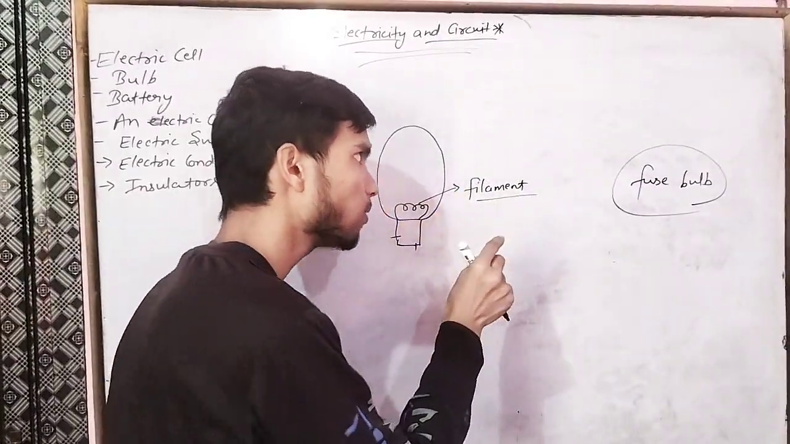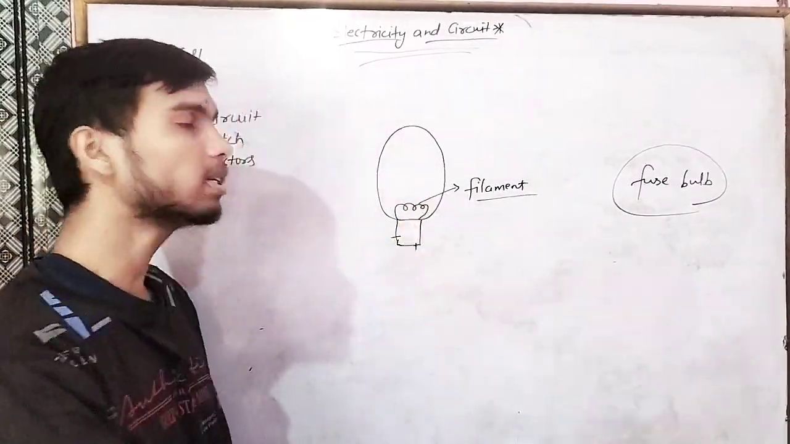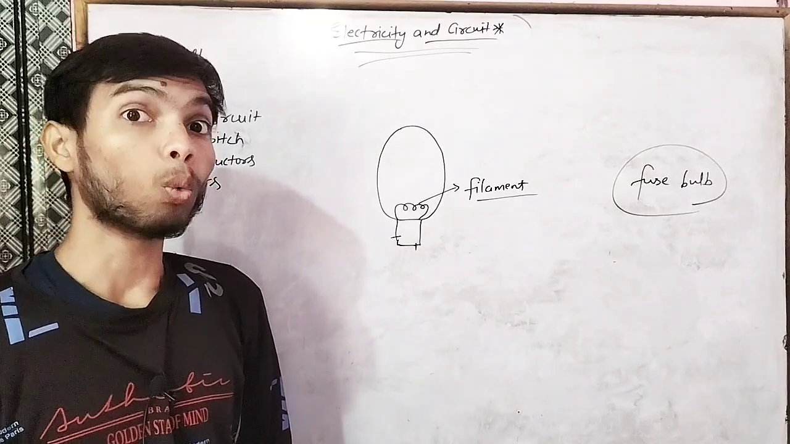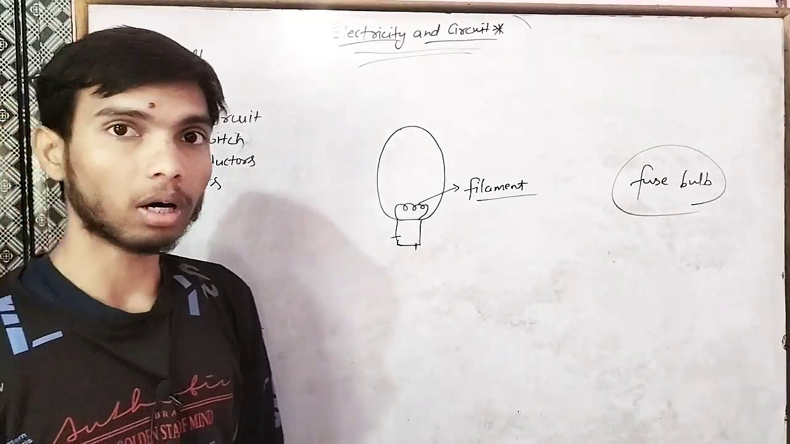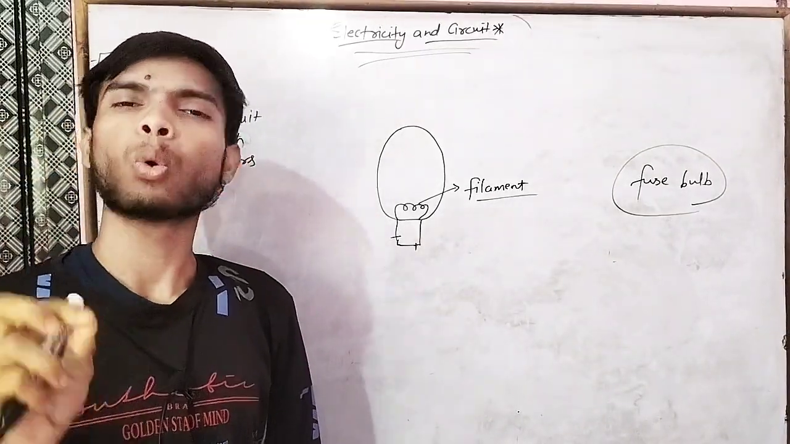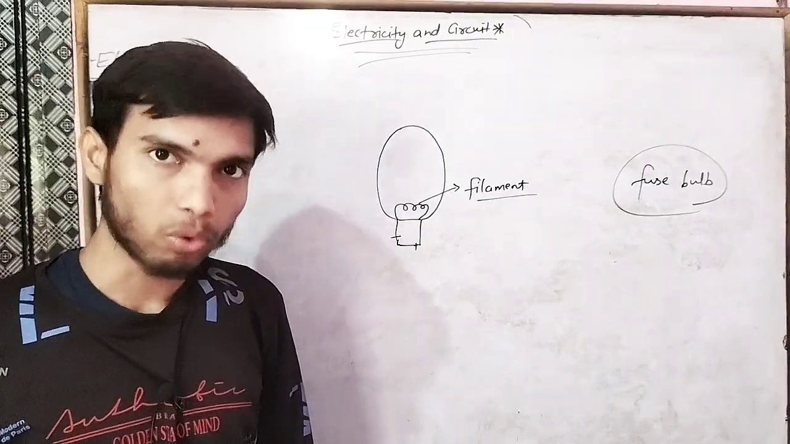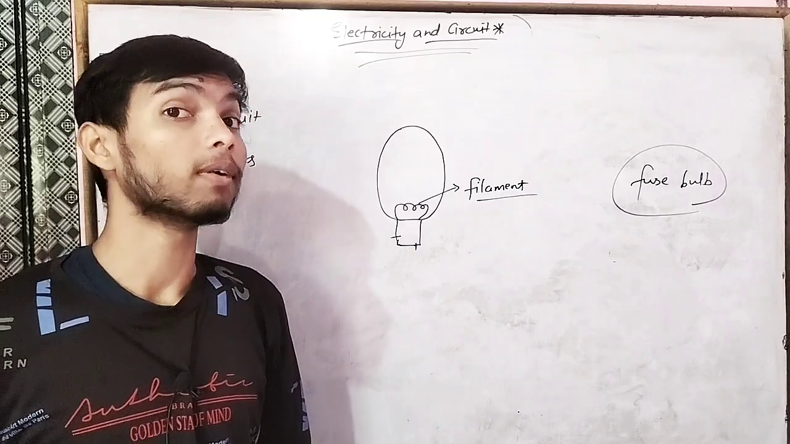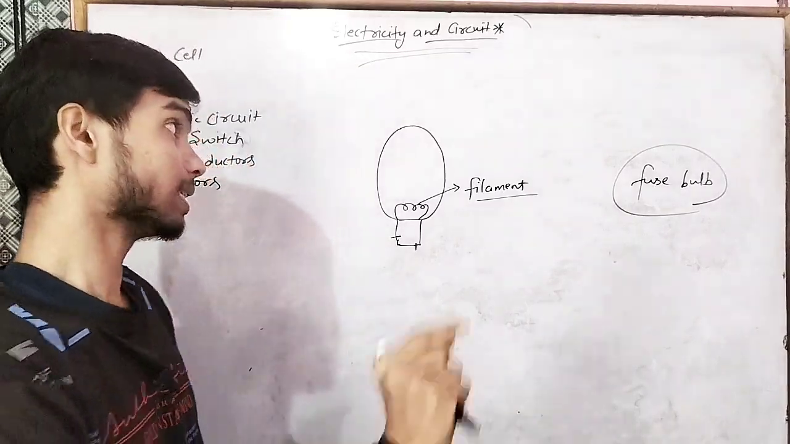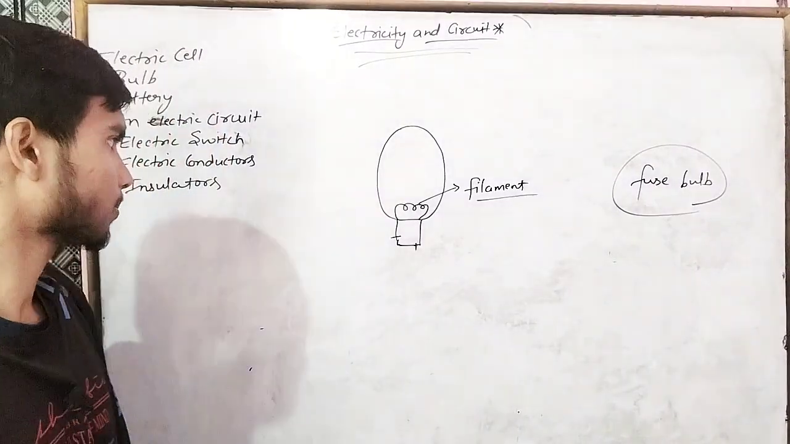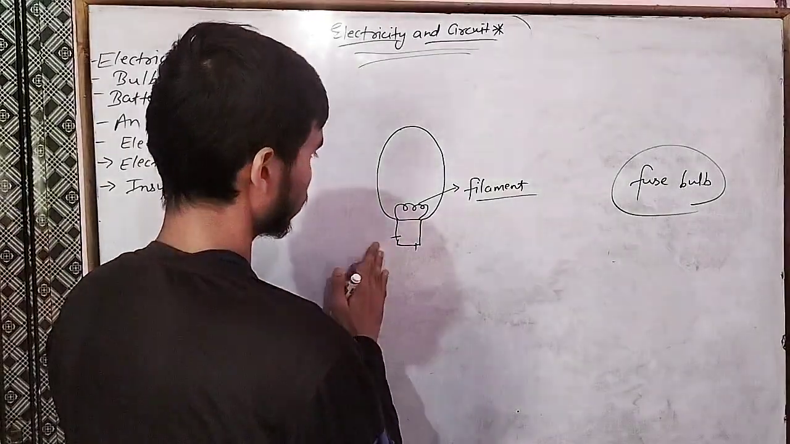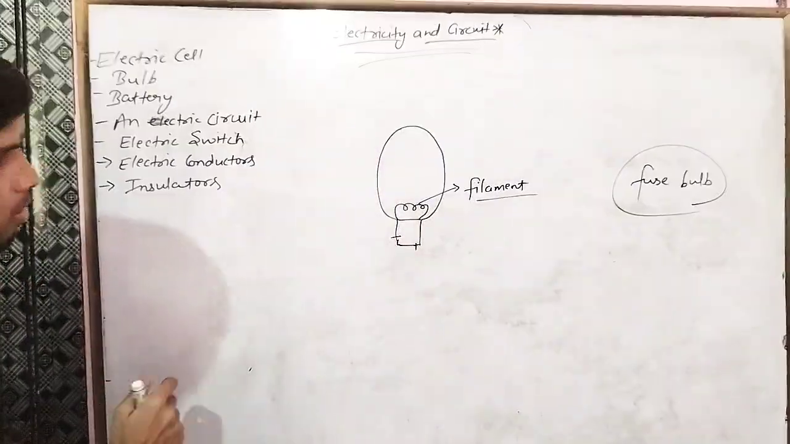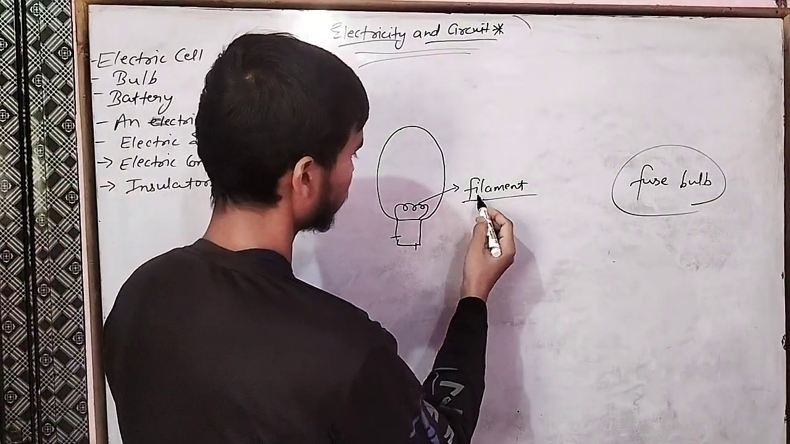So for a fused bulb, this filament, the naked wire, will decide when the bulb will be fused and when the bulb will not be fused. This filament will decide. Clear? This is a filament.